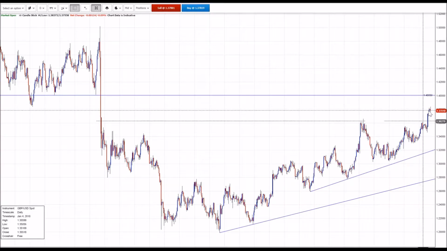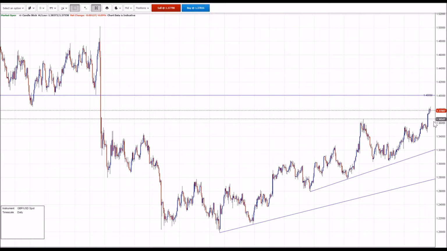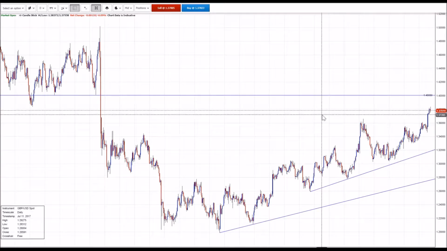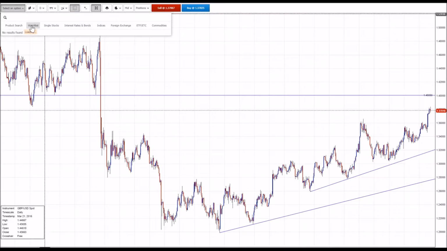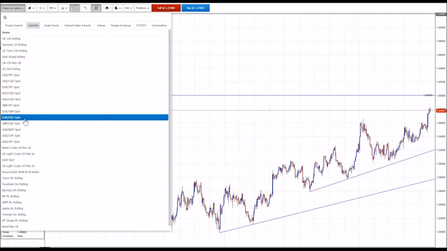But let's watch. A pullback would be nice. Bit of a sell-off, market dribbles around somewhere, then starts to recover. Gives us a nice place to get in. But I think it's a big deal, and it does suggest, famous last words, that we should see this market moving higher. So that's pound US dollar. Big break last week. Same sort of thing in the euro.